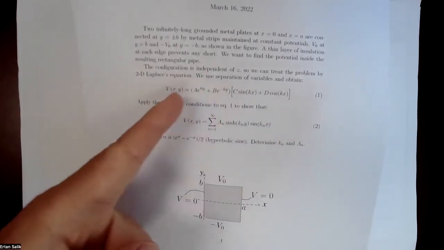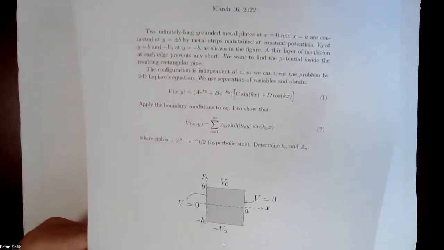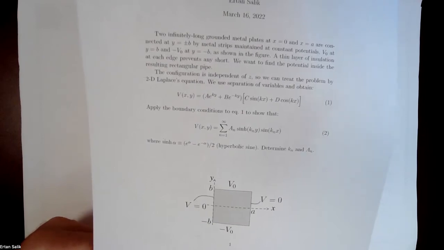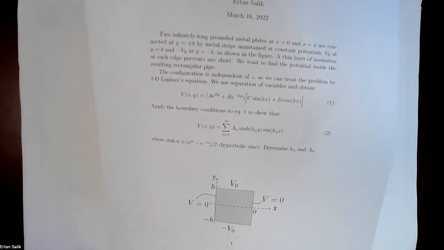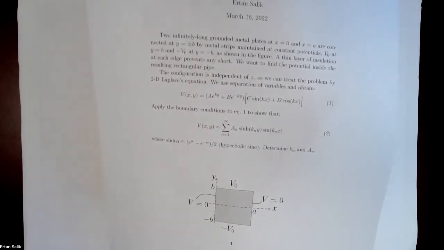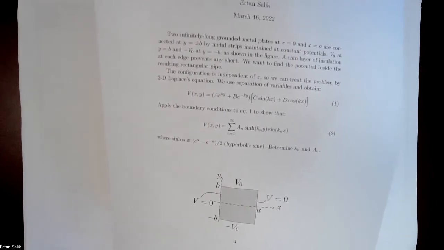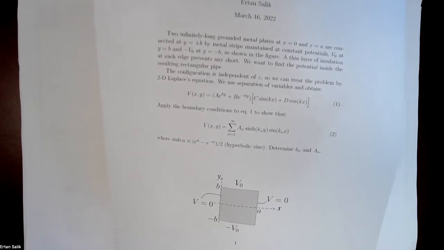This is the solution we can write based on separation of variables. Now we are asked to apply the boundary conditions to show that we can write the solution as V(x,y) equals the sum from n equals 1 to infinity of A_n sinh(k_n y) sin(k_n x), and we are asked to determine k_n and A_n. Okay.